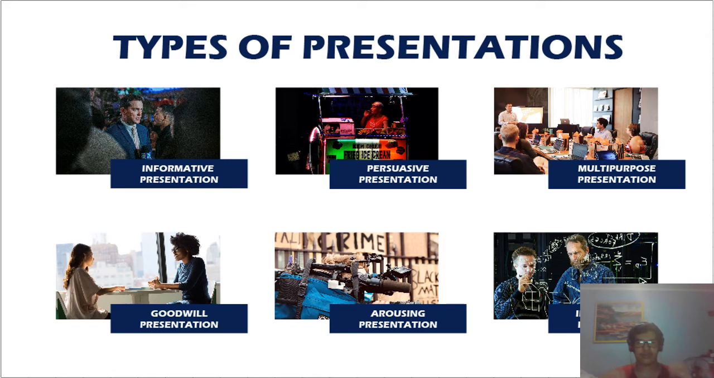The next one is the goodwill presentation. It's when you're talking to someone, like in your house or in some other place, and you want him to feel better. It's like you're supporting him. That's a goodwill presentation. The next one is the arousing presentation. That's similar to the informative, but the difference is that you know that the audience can't understand that, so you give them a direct view of what's happening, like the Black Lives Matter.